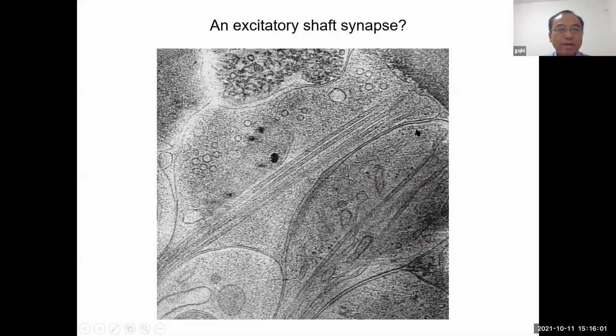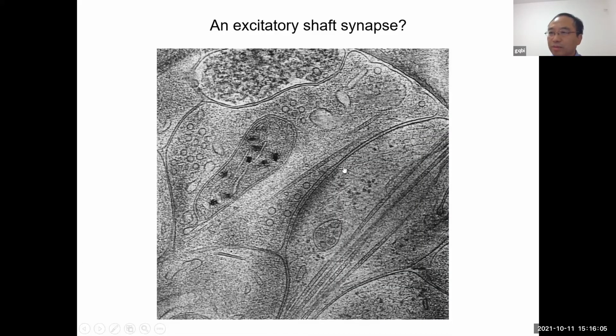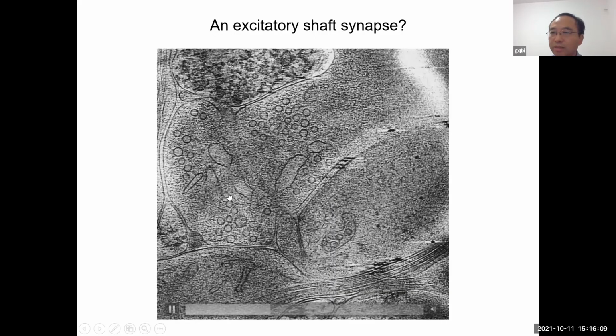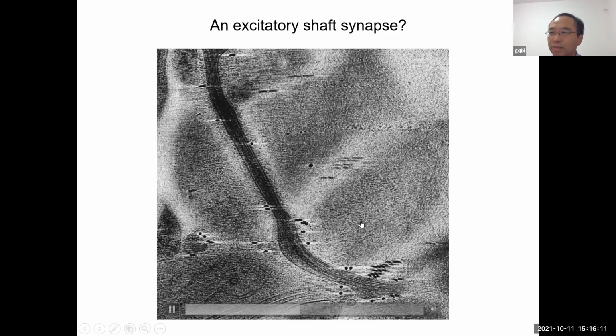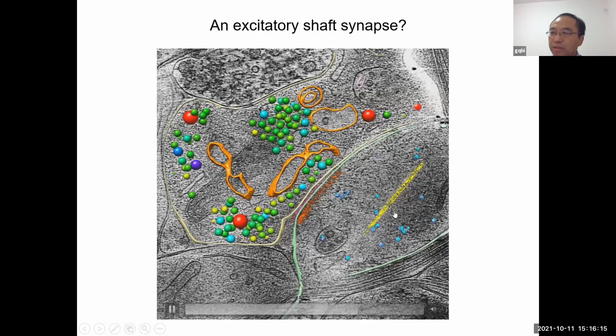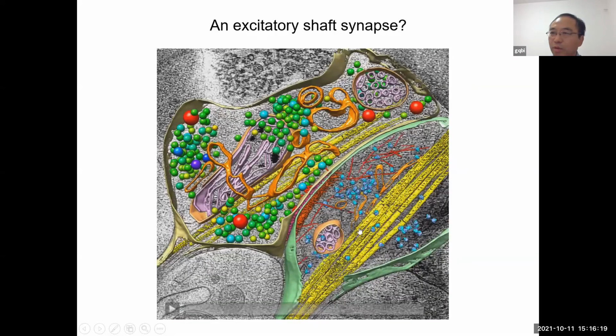But we also see some synapses like this. Here you also see a postsynaptic density, and you see a lot of fine structures, ribosomes and microtubules. Interestingly, this microtubule actually comes across this postsynaptic part. So this is not a spine at all, because a microtubule cannot enter a dendritic spine. So this has to be a shaft synapse.